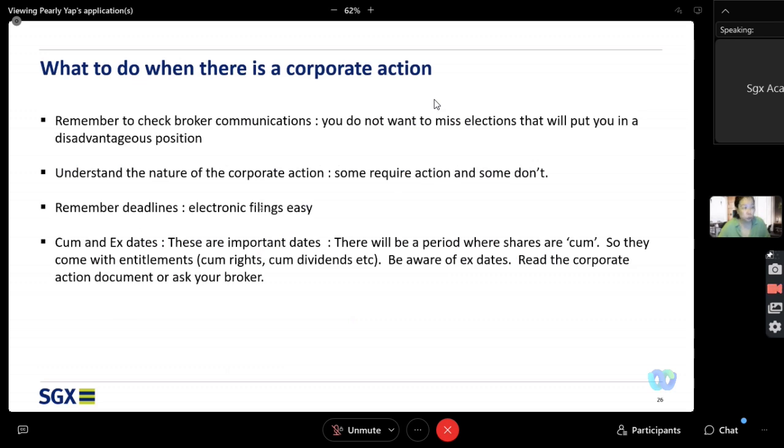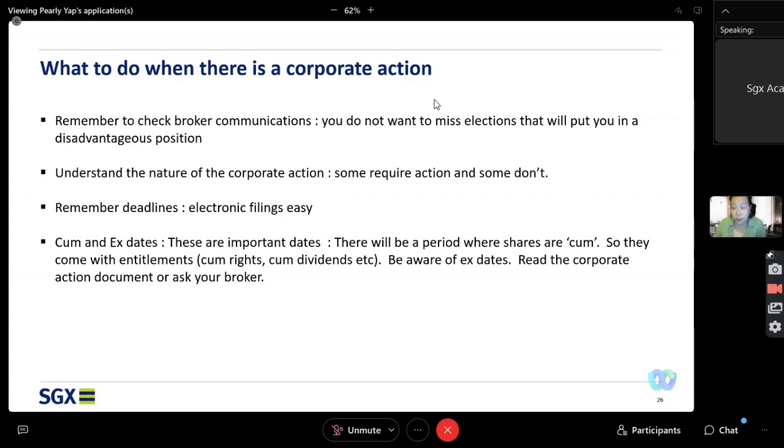So what do we do when there is a corporate action? This is more pragmatic, practical steps to take. Remember to check broker communications. You do not want to miss elections that will put you in a disadvantaged situation. For example, if there is a rights issue and you forget to subscribe and you forget to sell your rights, you probably have lost some money, because you could have sold the rights in the market even if you didn't want to subscribe. So you actually lost money from it.